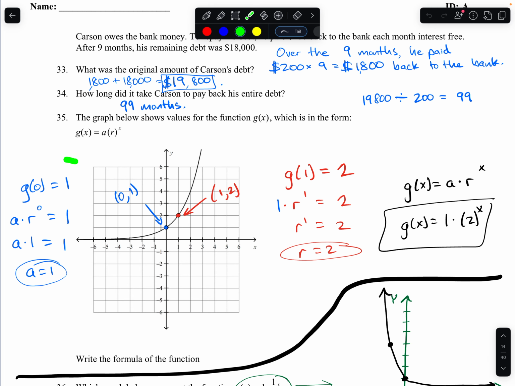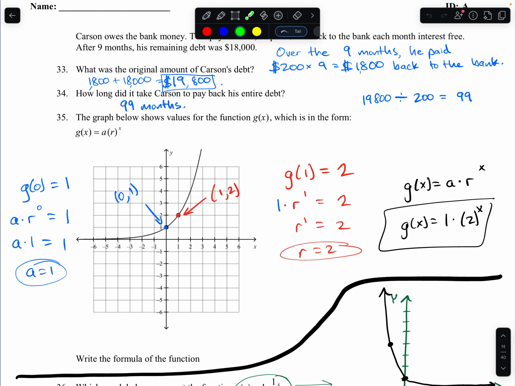So rather than solve for a using an equation, you could have seen, hey, the y-intercept is 1, so a is 1. We still have to find out what r is, though. So I can use this point here. I can plug in 1 for x and 2 for y, or for g of 1. And I would end up with this. I already know a is 1, and I'm plugging this 1 in and this 2 in because of this point on the graph.